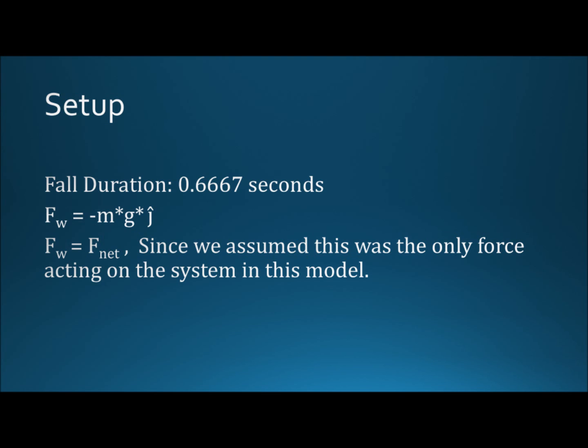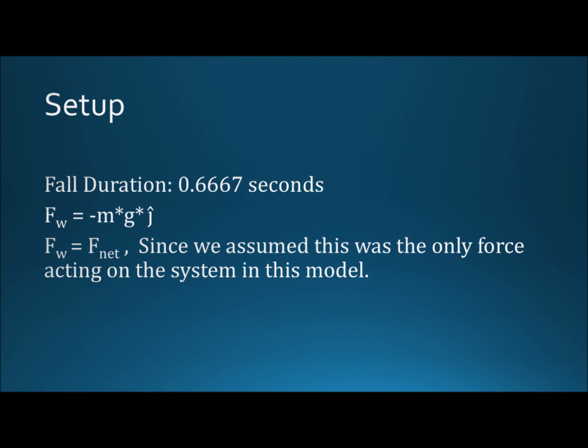The object fell for about 2/3 of a second, and during this time, the force of Earth's gravity, also known as the weight force, pulled the object downward. So in my model, the weight force equals negative m times g times j hat, or the mass of the paper times the acceleration due to Earth's gravity moving in the negative y direction.